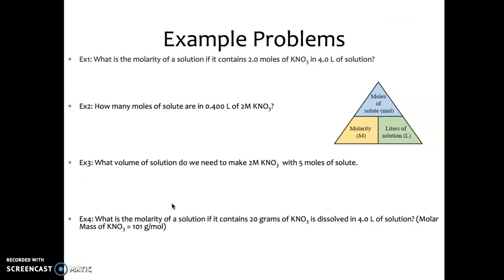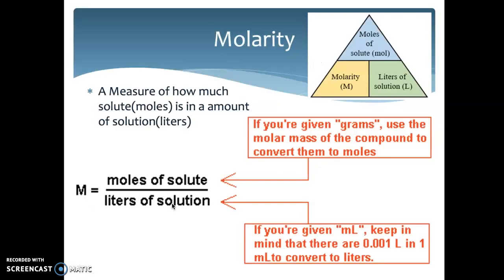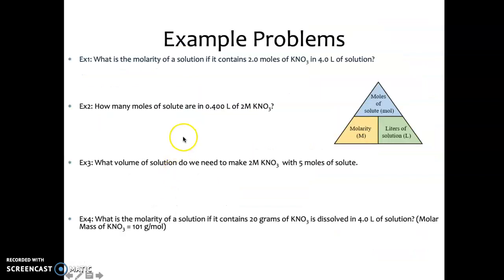So let's just look at some example problems. And again, if you need to pause here, go for it. I just ran through stuff pretty quick, but if you have questions, let's go for it. So the first example, what is the molarity? That means concentration. What is the concentration of a solution if there's 2 moles in 4 liters?